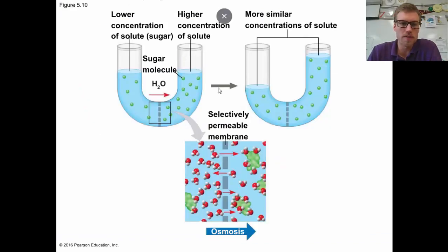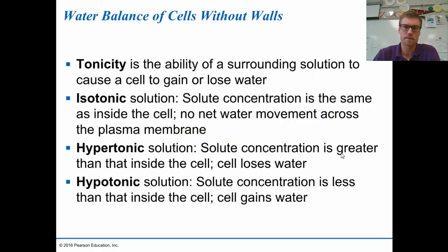So in this example, we have a higher concentration of solute on the right, a lower concentration of solute on the left, which means that there's more water on the left and less on the right. Therefore, the water is going to move to the right in order for there to reach equilibrium where they have equal concentrations.